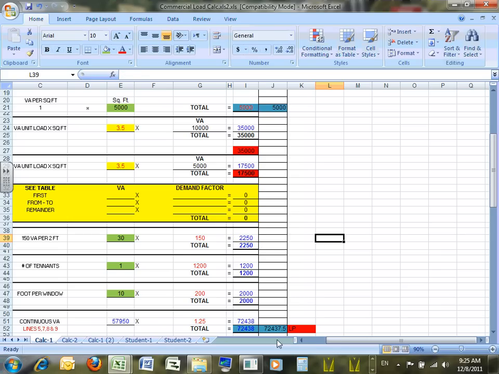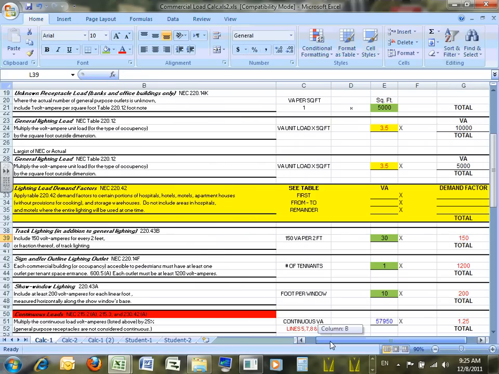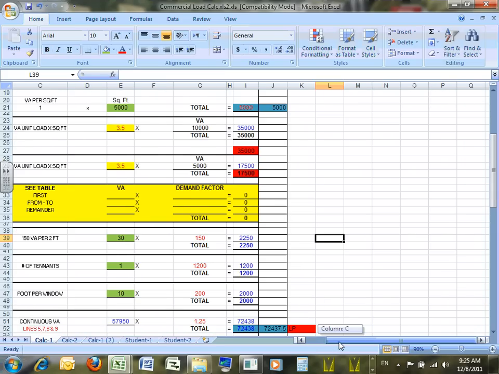So this is my total for this step. If I go to the show window, guys, the same thing. I have 10 feet of show window and multiply them by 200, straight. That will give me the 2000. Show window 200 multiplied by the number of feet.